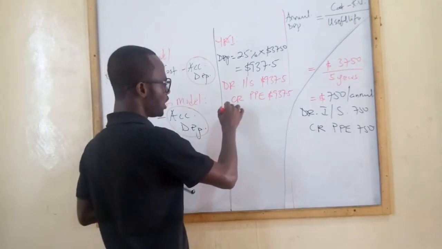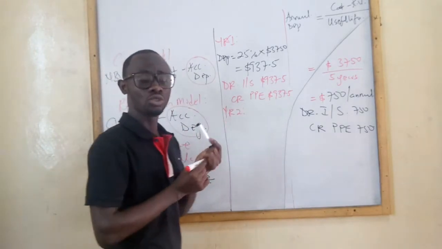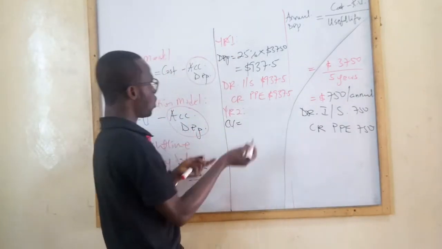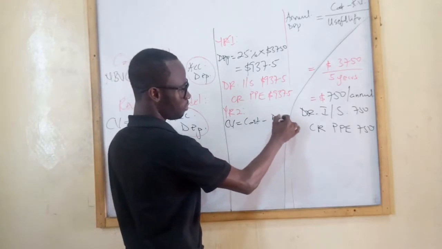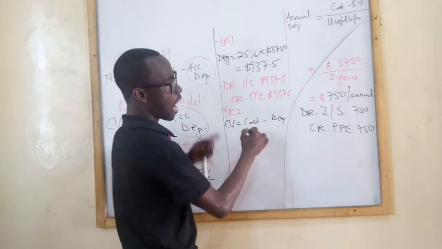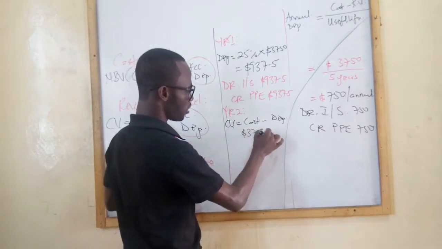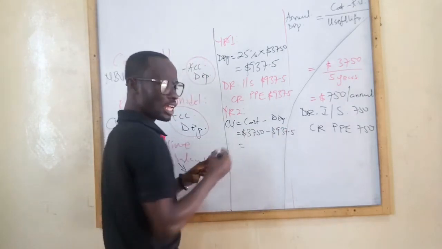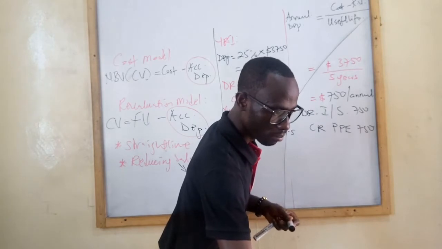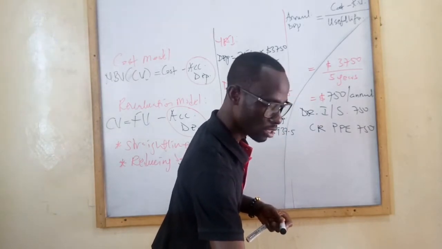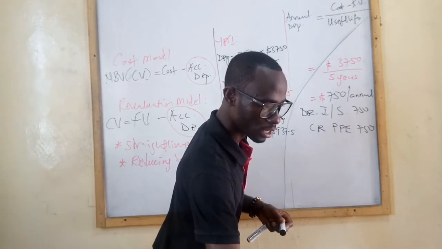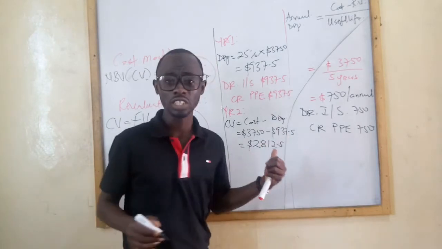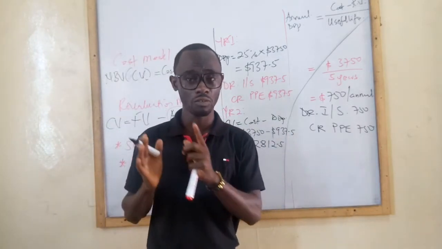So let's come to year 2 and let's see what's happening. Now in year 2, we have to look for the carrying value of the assets. So the carrying value of the asset is what? Your cost minus your depreciation. So what is our cost? Our cost is still 3750 minus the depreciation of 937.5. So let's see what we get there. 3750 minus 937.5, and that gives us 2812.5.